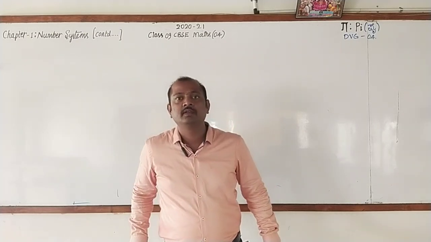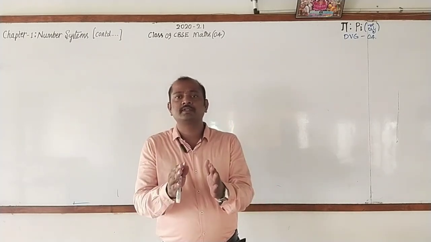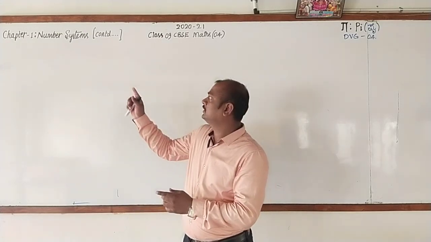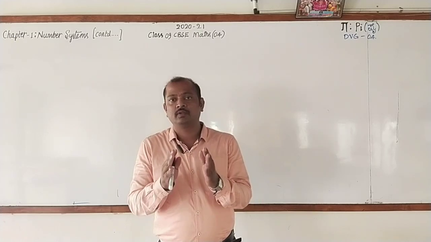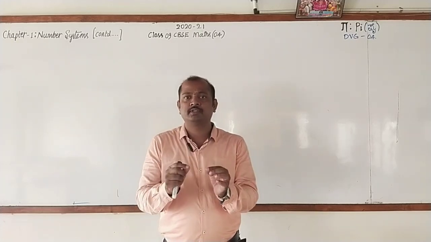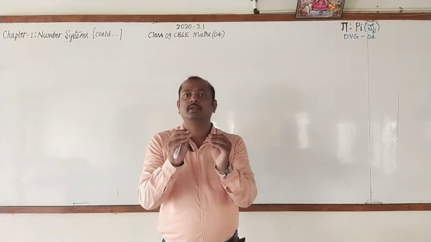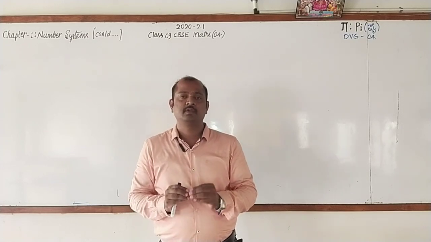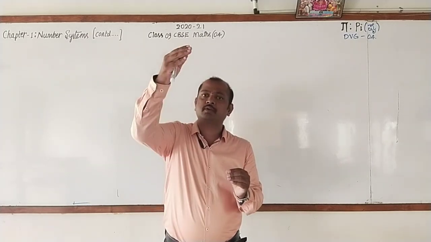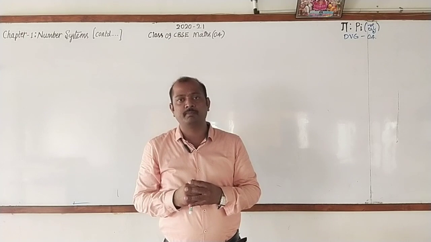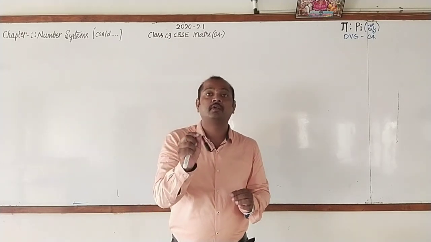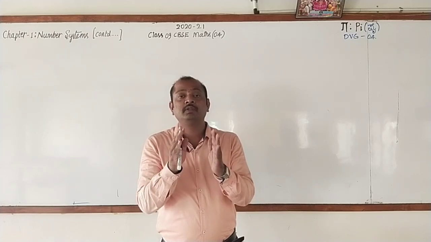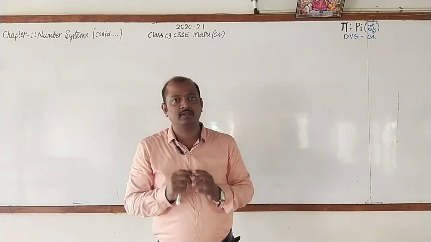Dear students, in mathematics, we were discussing the very first chapter, that is number systems. Now, let us continue this. Before that, we shall recall some of the important points we discussed. The very first point, we came across different types of numbers. Second point, we learned how to find rational numbers between two given rational numbers.